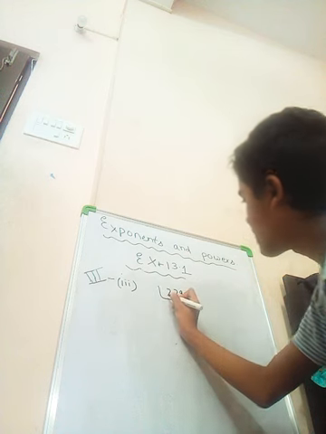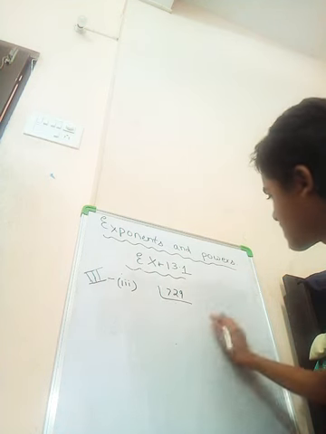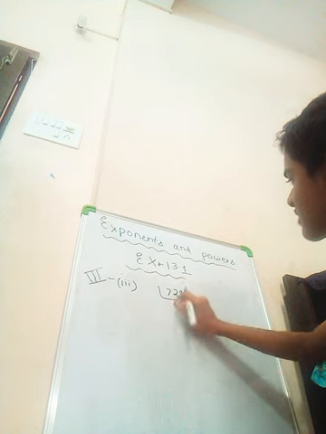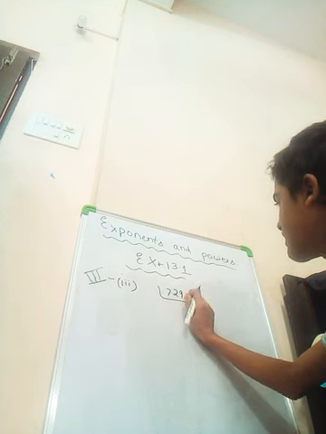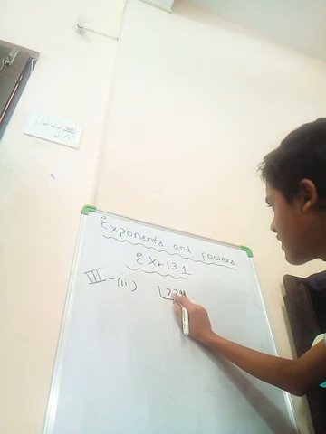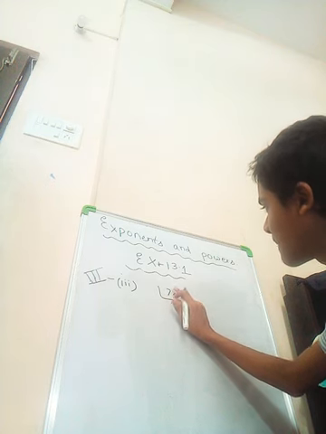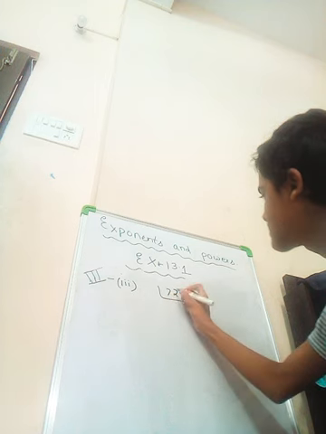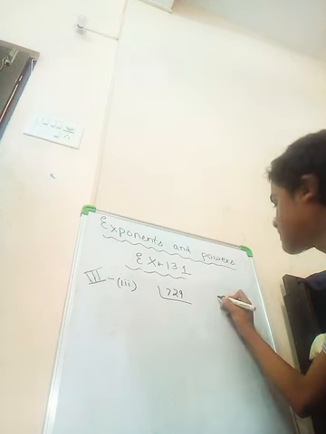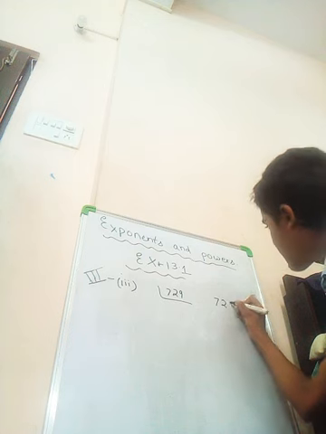This number is divisible by 3 because the sum of all the digits, 7 plus 2 plus 9, gives you 18. So it is divisible by 3, and this number is also divisible by 9. Let's see whether it is divisible by 9 or not.